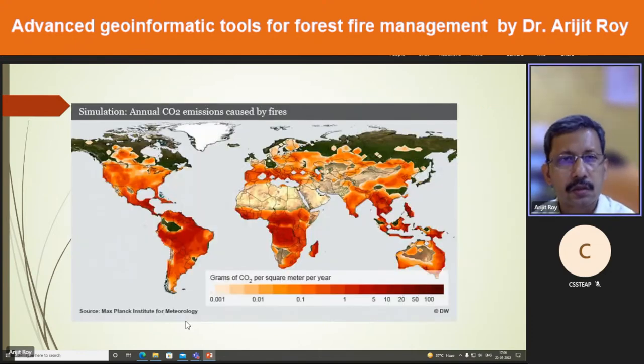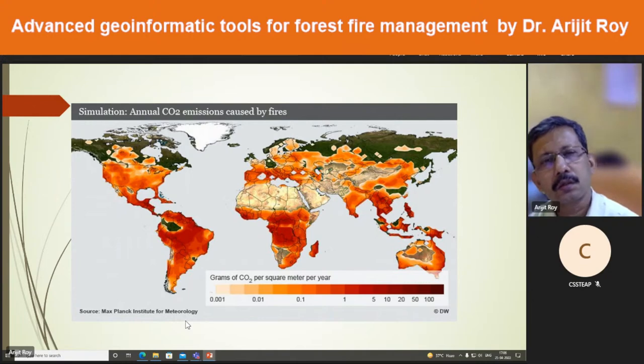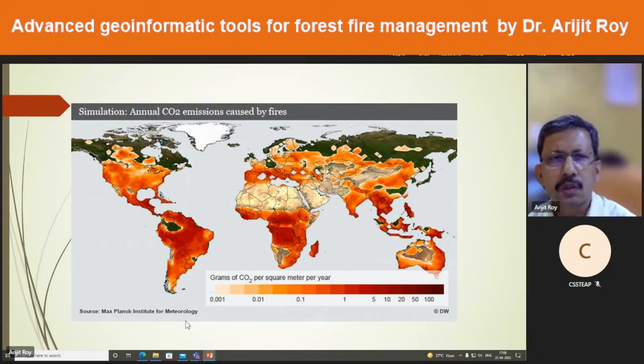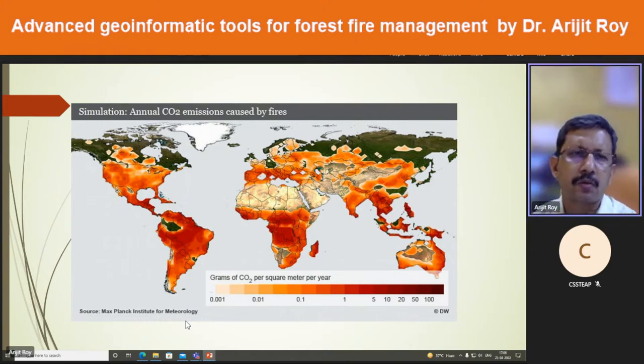and the others. Then basically these fires cause a lot of carbon dioxide emissions across the world. So a number of studies have been carried out to assess the annual CO2 emissions caused by various forest fires.